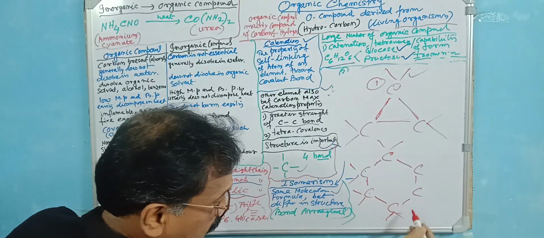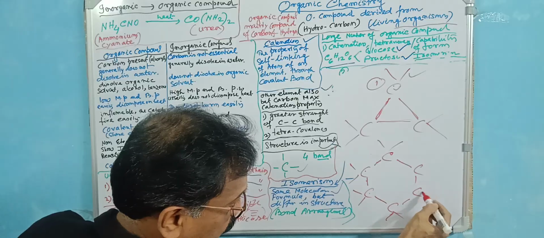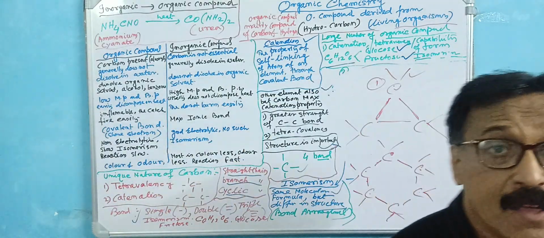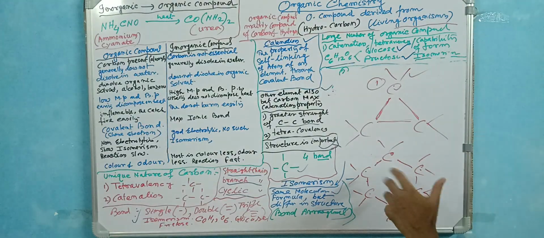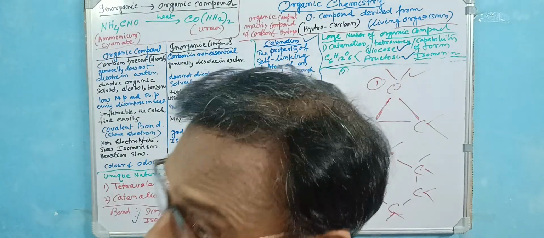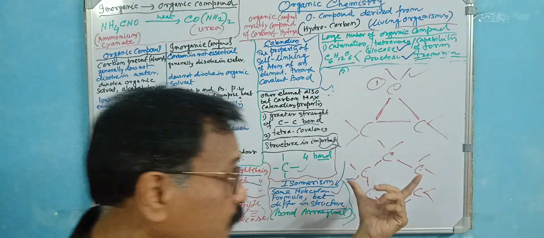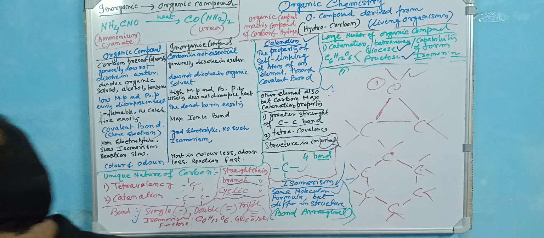This is 1, 2. In that carbon, this is 1, 1, 2. So this is called the 6 carbon, the closed figure. So this is called the cyclic hydrocarbon, or the closed chain hydrocarbon. This is called the open chain hydrocarbon.